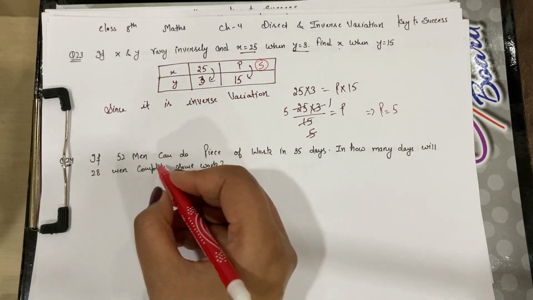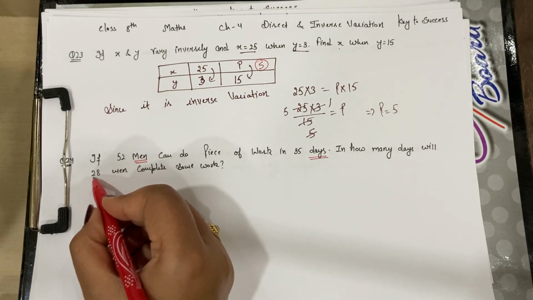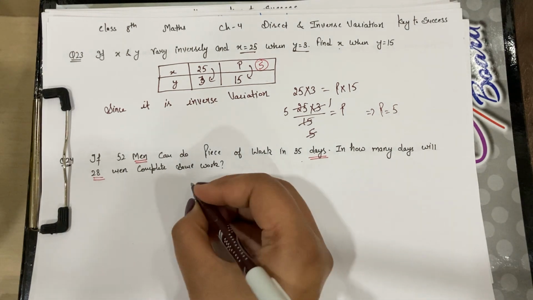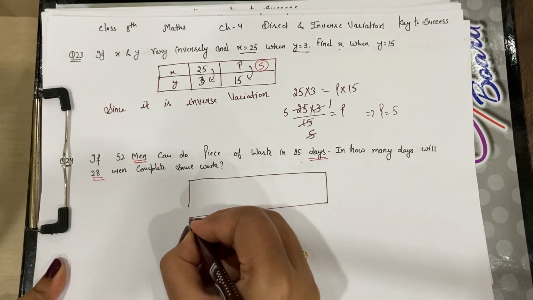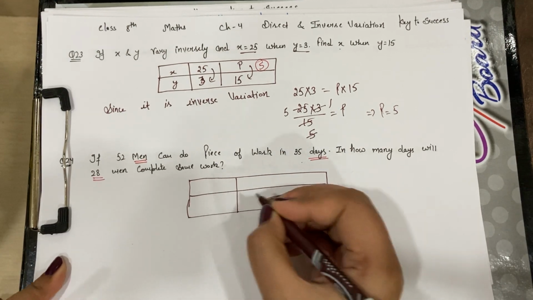The very first is the number of men, the other is days. If the number of men is decreasing, time will increase. So this is a question of inverse variation. Let us start it. Don't forget to make a table, as the table consists of marks. In the marking scheme, specifically marks for these are given.